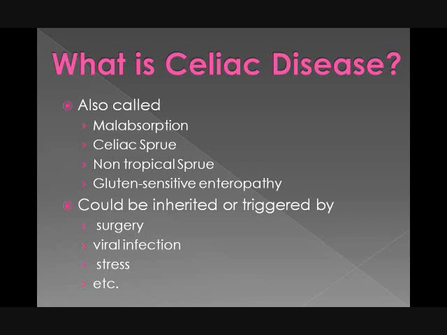So the other terms for celiac disease are malabsorption, celiac sprue, non-tropical sprue, and gluten-sensitive enteropathy. Celiac disease could be inherited, or it runs in the family's blood, or it could be triggered by undergoing surgeries, having viral infection, stress, or other factors.